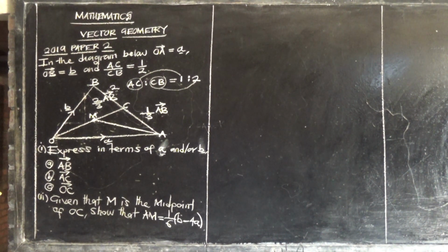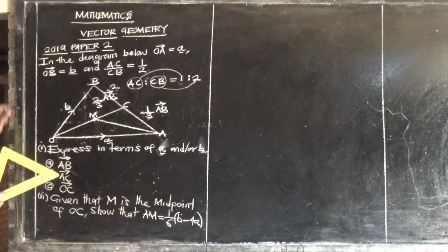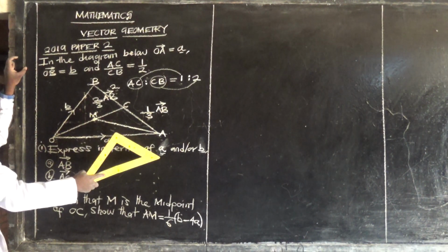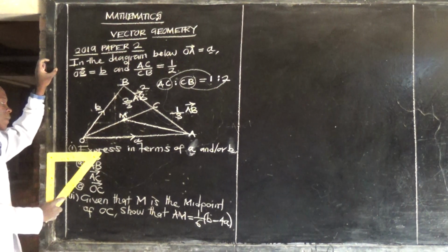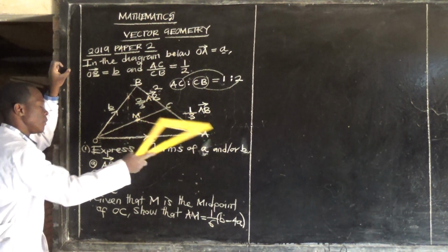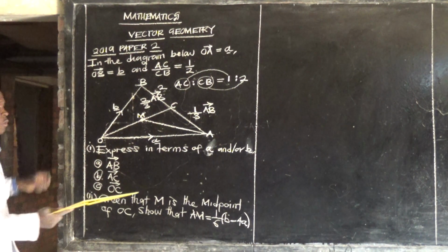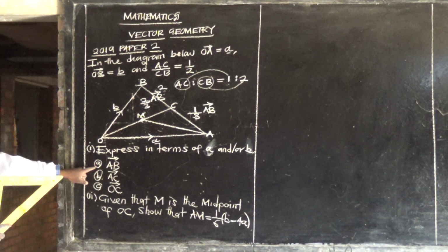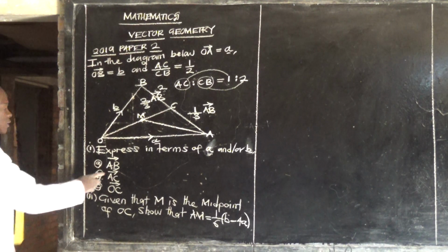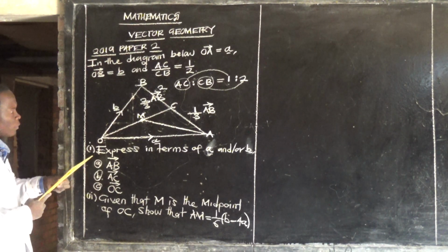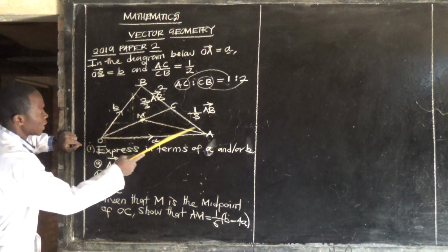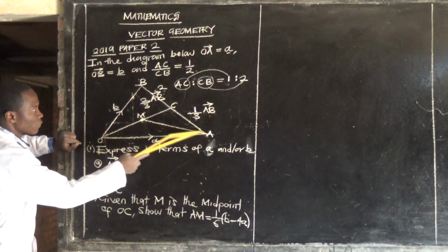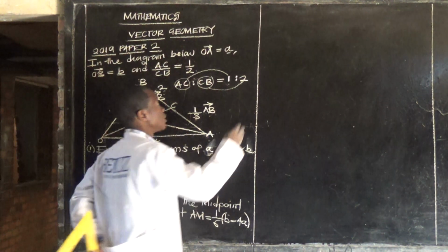Then they are saying, the first question is to express in terms of a and b, meaning our answer should consist of a or b. So the first one we want is vector AB. They want us to find this vector AB, from A to B. Right? So let me answer it on this side.